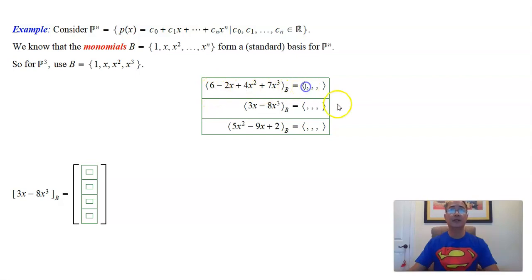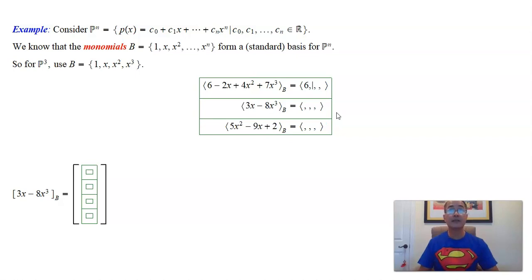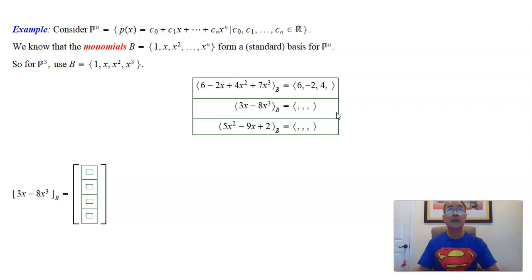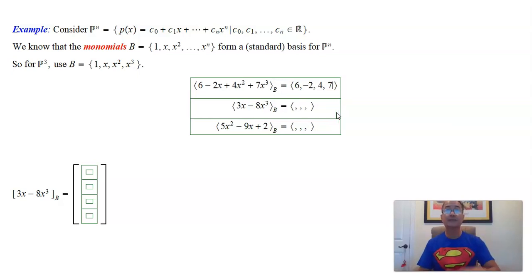So for the first one, it's very straightforward. Okay, the coefficients are obviously 6, and then we have -2, and then 4, and finally 7. Okay, 6 minus 2x plus 4x squared plus 7x cubed. It's just those 4 coefficients. All right, so how about this one?